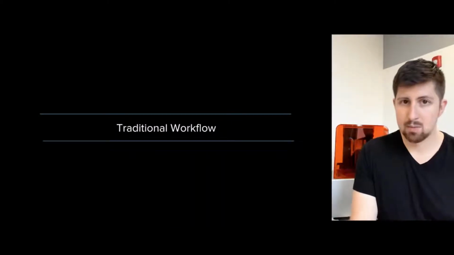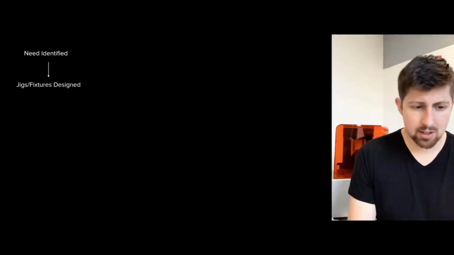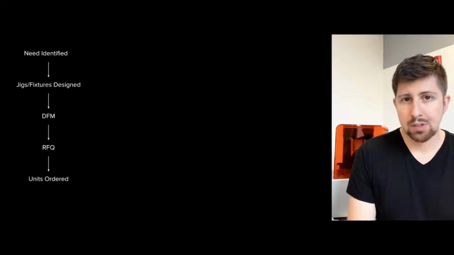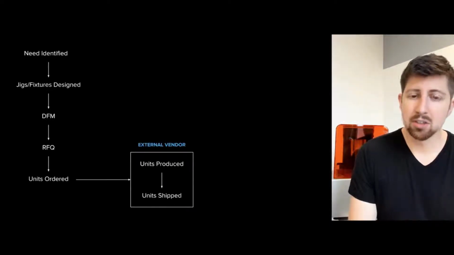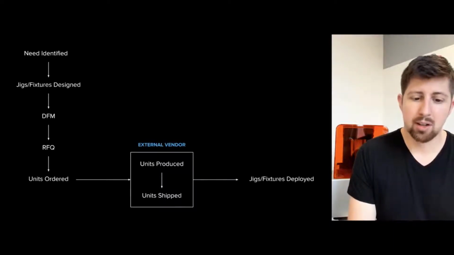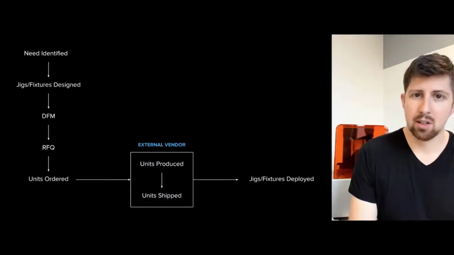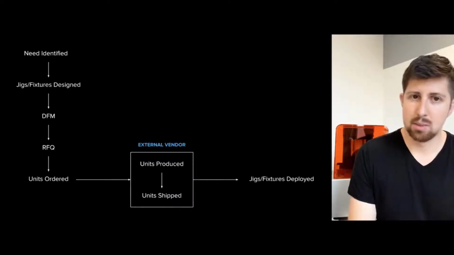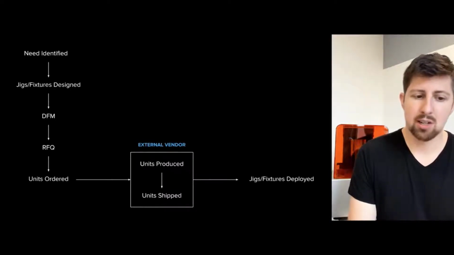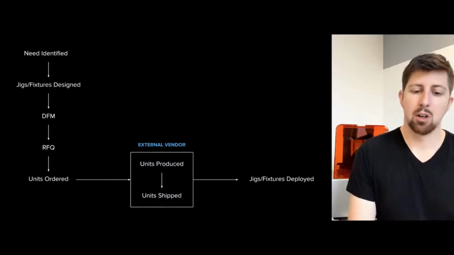So where this really saves time and money is moving your workflow from a traditional workflow to an additive workflow. When we're talking about a traditional workflow for making jigs and fixtures, you go from identifying a need to designing that jig or fixture, taking that part through a DFM process, sending out for quotes, getting your units ordered. Then your external vendor generally is going to produce those parts, ship them to you, and then they get deployed on your line. The issue with that is there's often little changes or improvements that you could make once the piece is deployed, things that you learn from how your manufacturing team works, or maybe the part has changed a bit. And so if you want to make those changes, you have to go back through this whole loop again.